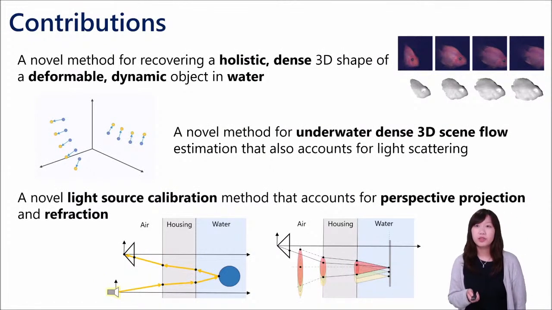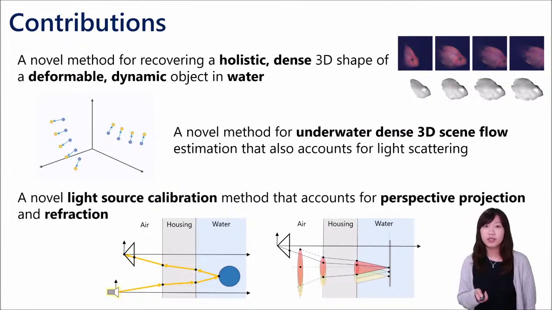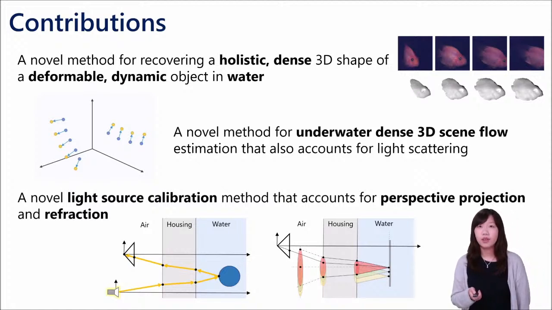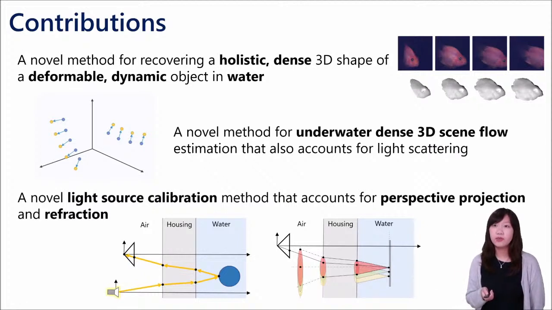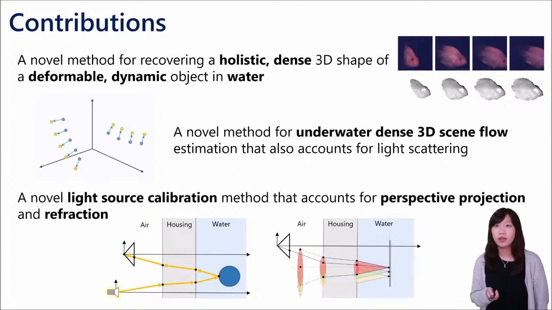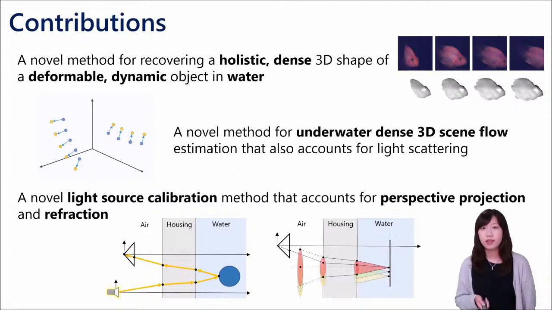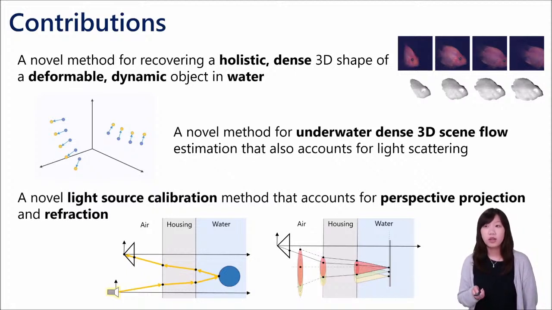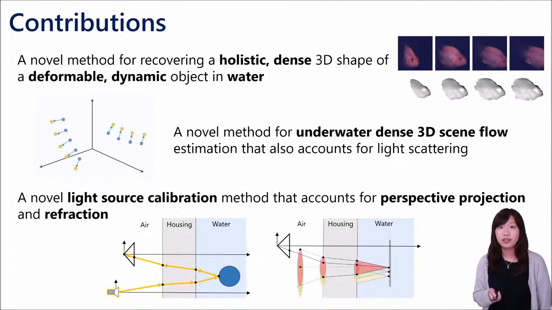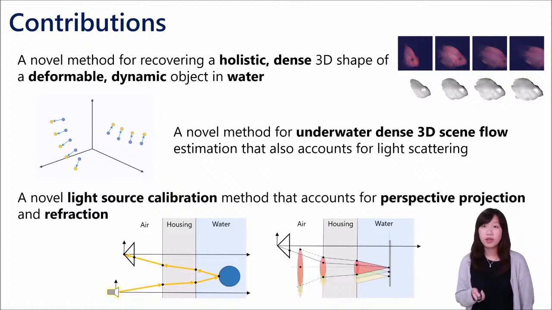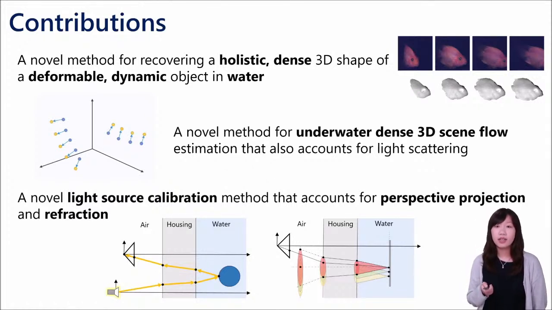In this work, we introduced a novel method for recovering a holistic, dense 3D shape of a deformable dynamic object in water. We achieved this by introducing a novel method for estimating dense underwater 3D scene flow while also accounting for underwater light scattering. Our method only requires a single camera and a single light source, and we do not assume orthographic projection either. To realize this simple setup, we derive a novel light source calibration method that accounts for perspective projection and refraction.